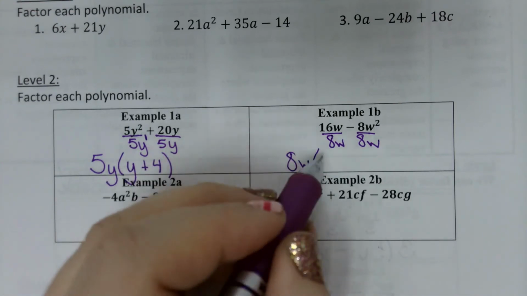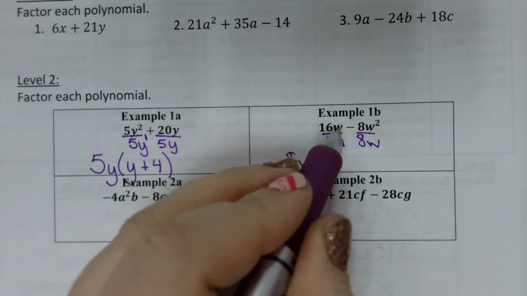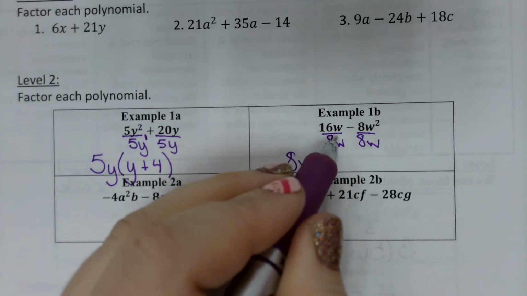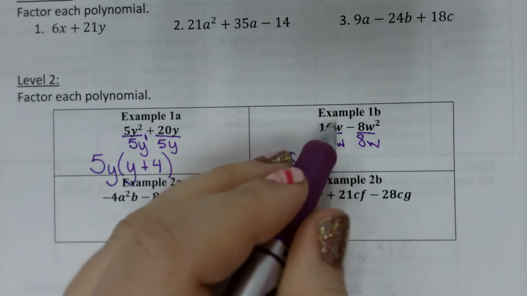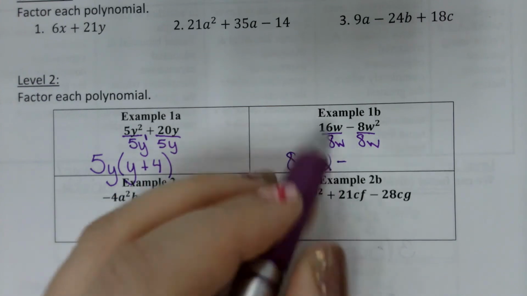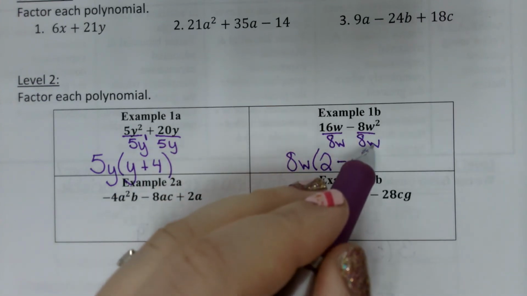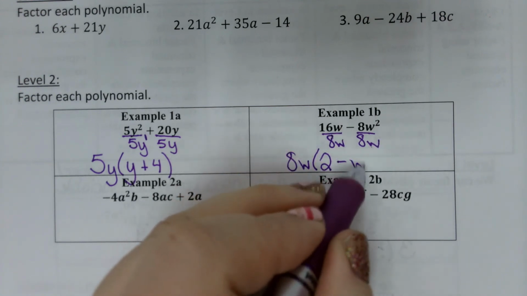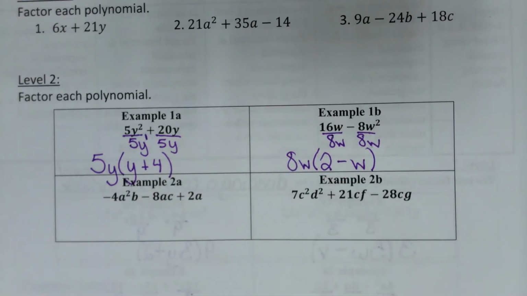16 divided by 8 is 2. W divided by w, so 1 minus 1 is 0, and we know that w to the 0 is 1. That's why this w over w cancels out to be 1. W squared over w, I can do 2 minus 1, which is 1. So w to the first is left.